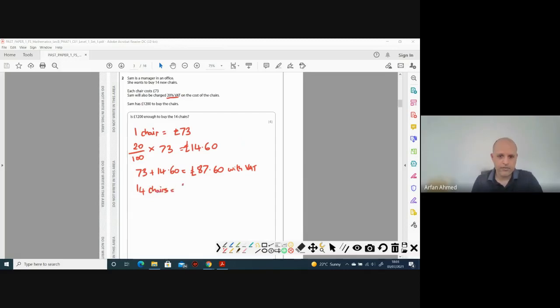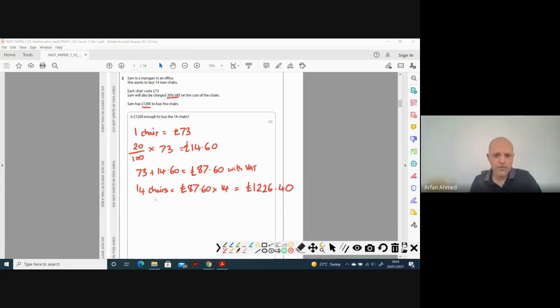So for 14 chairs, will be 14 times that, which is 1,226.4. So that's £1,226.40 on your paper. Don't leave it as just a 4 on its own. I know it says 0.4 on your calculator, but don't just leave it like that. You should get pretty close to that. He has £1,200. If you get pretty close, you're on the right lines. If you're nowhere near that, you've gone wrong somewhere, so do double check.